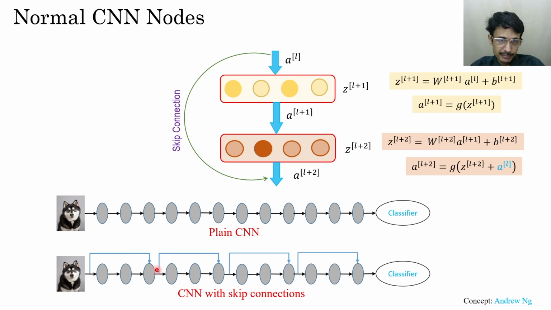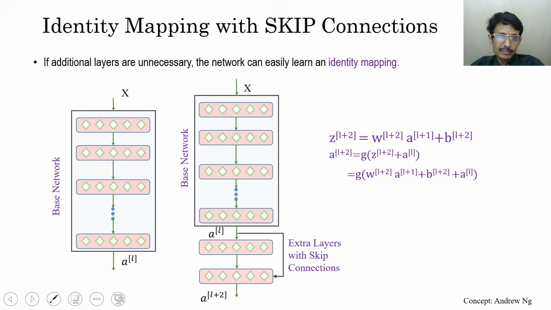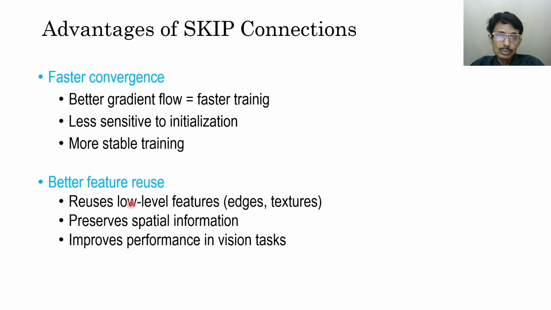This feature is extracted here, and this feature comes here, so that is some sort of feature reuse. And they basically don't kill this kind of initial level features at the higher level. We are basically saying that reusing the low level features is very essential. That preserves the spatial information in the image itself, and it drastically improves the performance in vision tasks. So better feature reuse is a very important contribution of skip connection in the ResNet architecture.